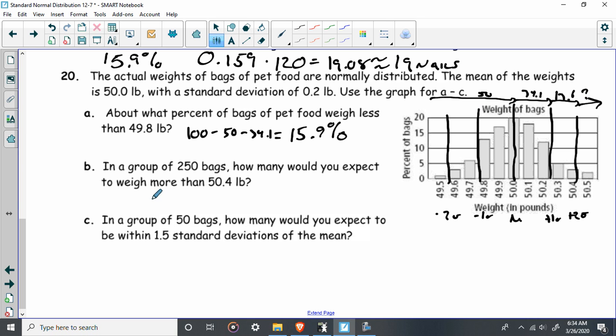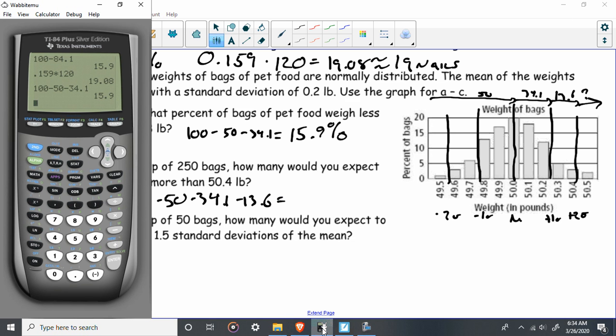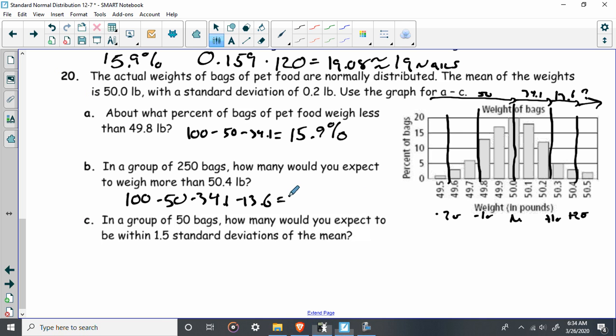So what we have to do is take the 100%, which is the whole, and subtract these numbers from it. So let's say 100 minus 50 minus 34.1 minus 13.6 and see what's left over. Whatever's left over is all the way on the side of the graph. Okay, so we got 100 minus 50 minus 34.1 minus 13.6. Okay, what did you get? 2.3%.